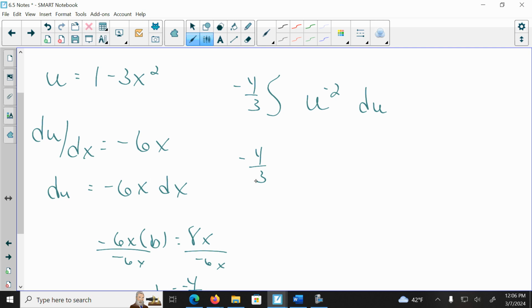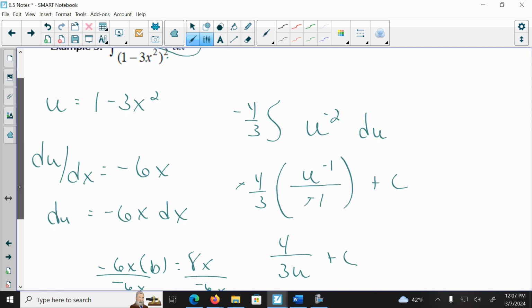What do I do to that negative 2? What do I do to find the antiderivative? Add 1. So when I add 1, that will be u to the negative 1. And then I divide by negative 1 plus c, yes. We agree that these negatives will cancel each other. So then we're going to be left with 4 over 3u.